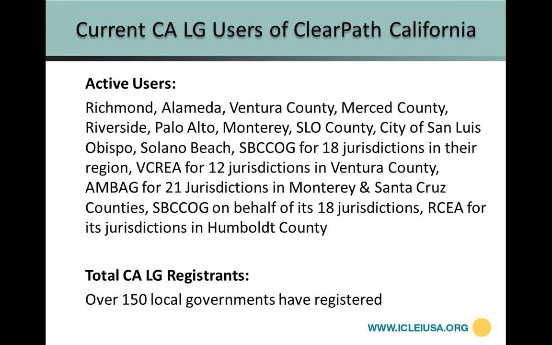And in terms of real active users that we're collaborating with, the City of Richmond, the City of Alameda, Ventura County, and Merced County was actually running its energy action plan through SEEC ClearPath. I'm working closely with the City of Riverside. They will be running their climate action plan through SEEC ClearPath. Palo Alto is getting its inventory data involved. Also Monterey. Monterey is actually the first local government in the state to use this platform to inform its climate action plan.